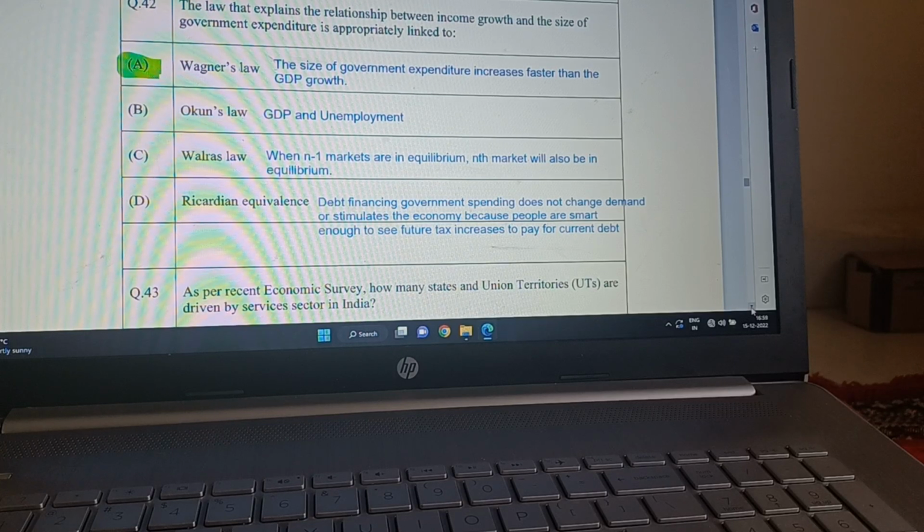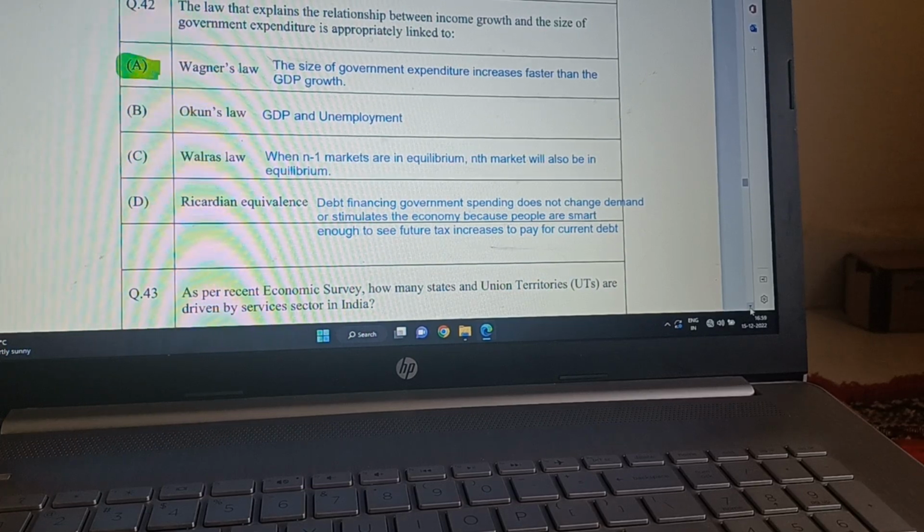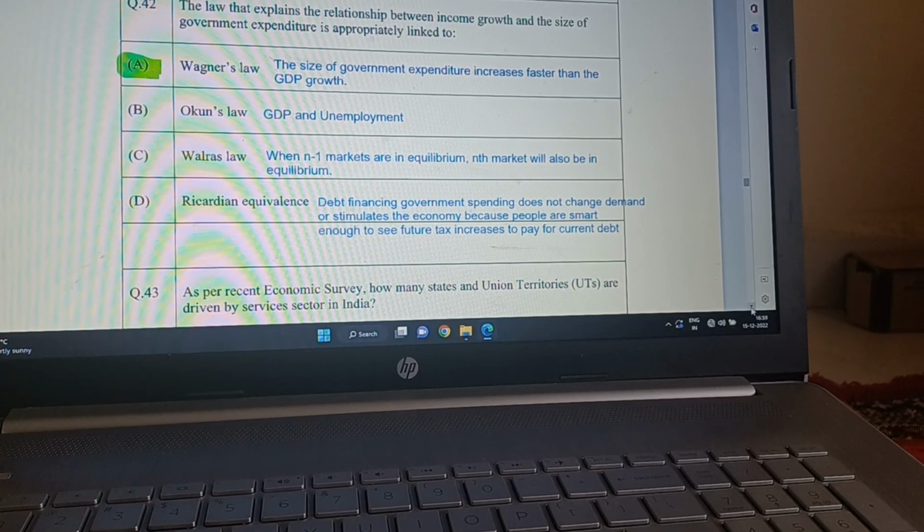Okun's law talks about GDP and unemployment, meaning how much GDP would fall when unemployment increases by 1% or so, and his answer was 2%. Sometimes if the fall is 2%, but if it rises, then it rises by 3%. That is what Okun's finding was. It was an empirical finding.